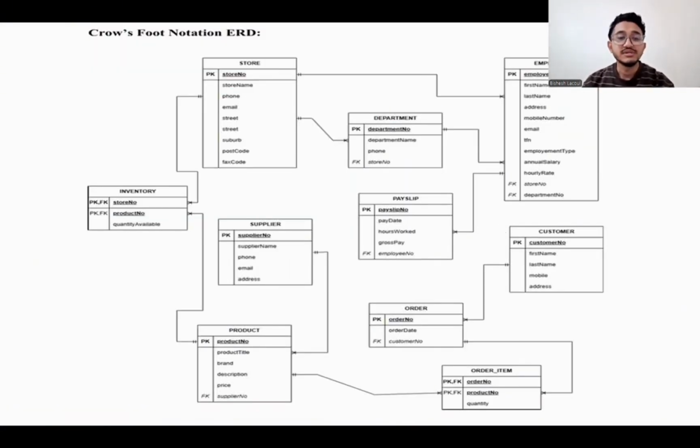Okay, so this slide shows the entity relationship diagram, or ERD, of the system. This diagram is created using crow's foot notation. The ERD includes important entities like store, employee, inventory, pay slip, customer, order, order item, product, supplier, and so on. These entities represent different parts of the business. The relationships show how the data is connected, and this diagram helps us to understand the overall structure of the database. So moving to the next slide.